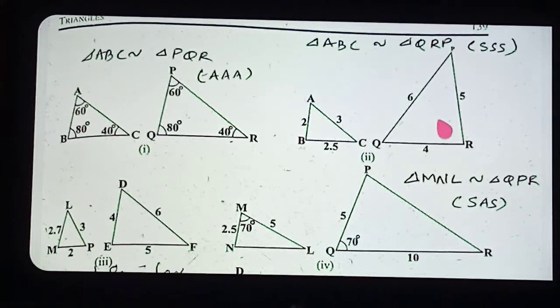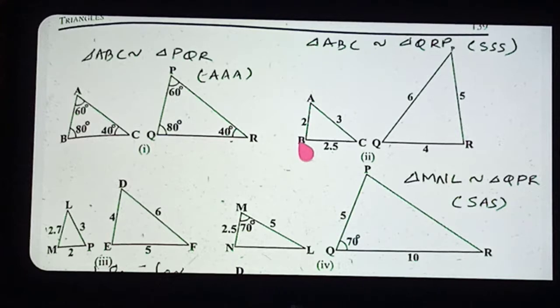Now move to the second one. Here you can see, here sides are given. Some places sides are given, some places angles are given, some places angle and sides mixed are given. Whatever is there, you have studied some criteria. First one, SAS studied, SSS studied, AA studied, AA criteria also studied. You apply any one. Is it possible or not? Verify. Okay.